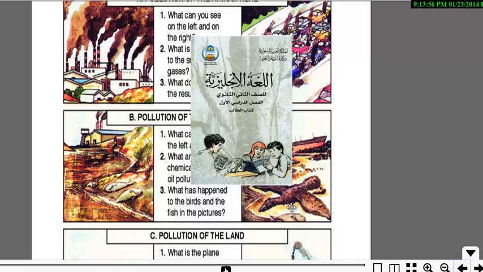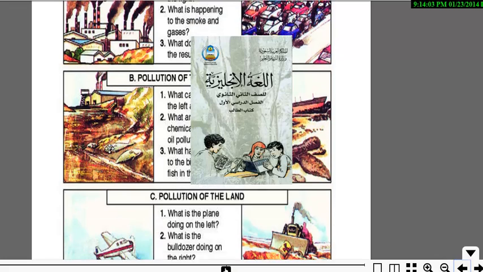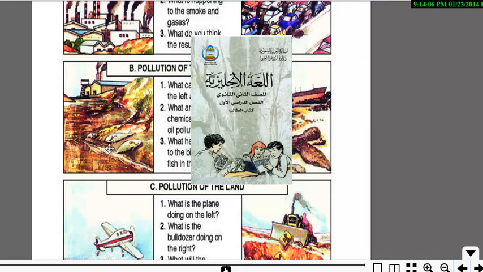I don't know, is this a bird or something? But it's a living being. So, as you can see here, it's more of a destruction of not only a natural resource, but also of the living things, the animals inside it that live in it. Now, what has happened to the birds and the fish in the pictures?